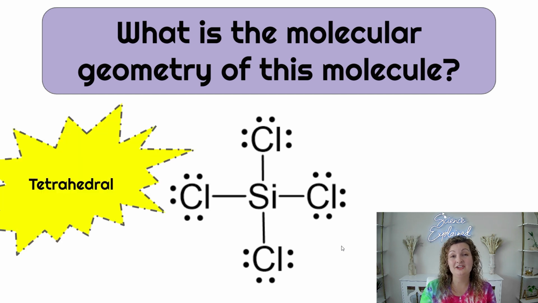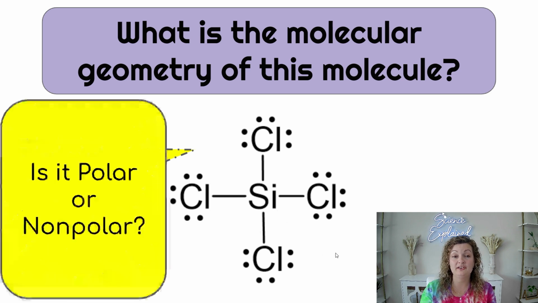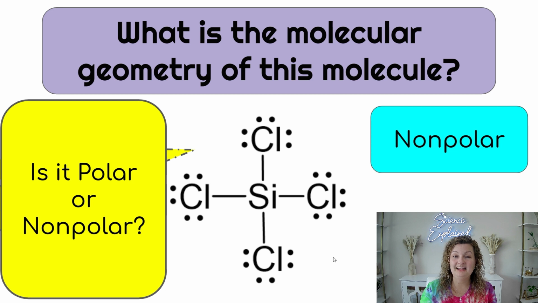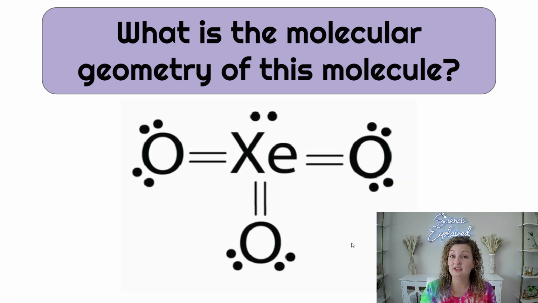And this one is our tetrahedral. And we can tell that because it has 4 bonds going on. It's the only one with 4 bonds. So is this one polar or nonpolar? And it is going to be nonpolar. It is symmetrical, and we can see that it is symmetrical all the way around just by looking at the Lewis structure. So try this one out.